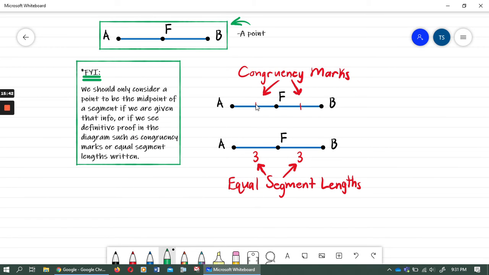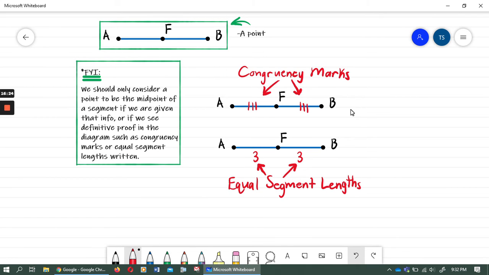For those who don't know what congruency marks look like, for line segments they look like little tick marks. They should be matching tick marks like this. It could be just one single tick mark and then a matching one in another segment. It could be two little tick marks, or three little tick marks, as long as they match. Those are congruency marks.